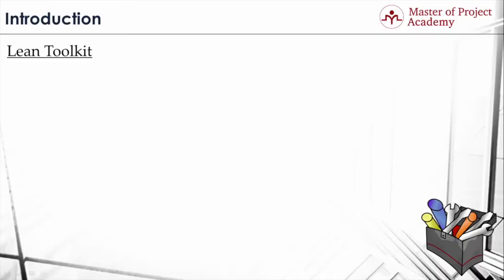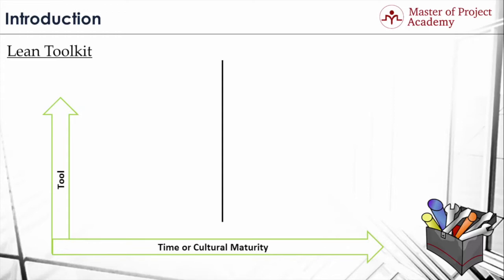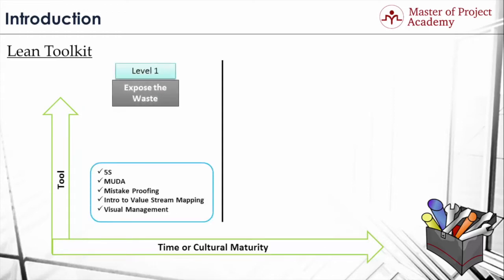Lean Toolkit. The Lean Toolkit offers practical tools and techniques that can help Lean and other specialists on the shop floor to deliver Lean decisions as a routine task of their Lean-driven business operations. This toolkit has been divided into 2 levels. The first level is targeted at exposing the waste. To expose the waste, it takes help of 5 tools, i.e. 5S, muda, mistake proofing, value stream mapping or VSM, and visual management.